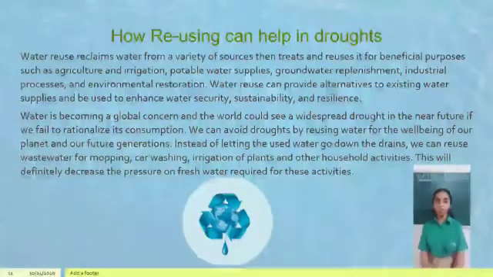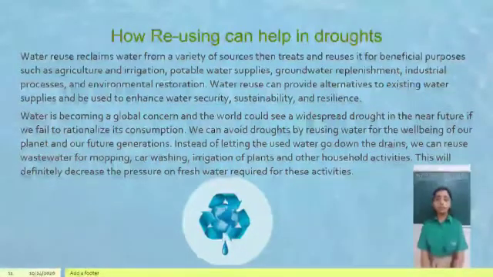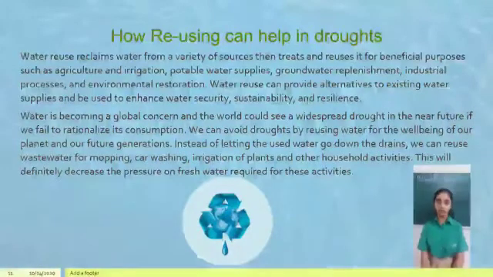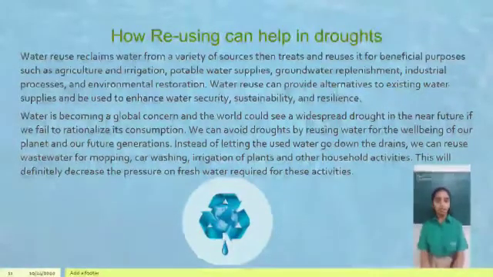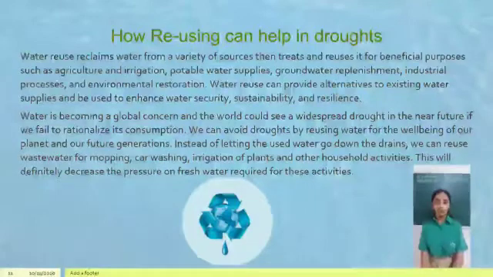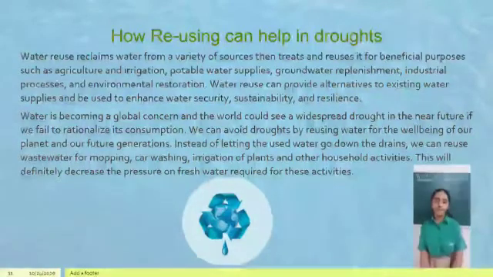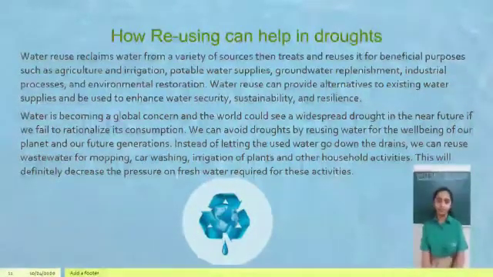Water is becoming a global concern, and the world would see a widespread drought in the near future if we fail to rationalize its consumption. We can avoid droughts by reusing water for the well being of our planet and for our future generations.